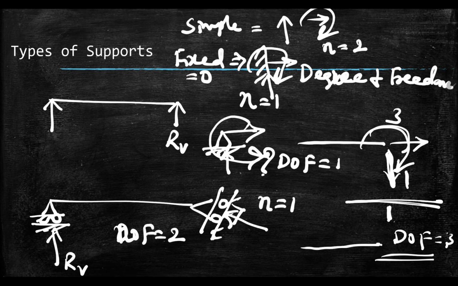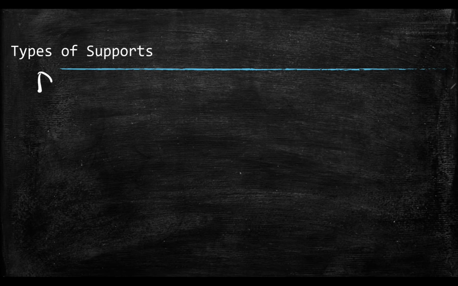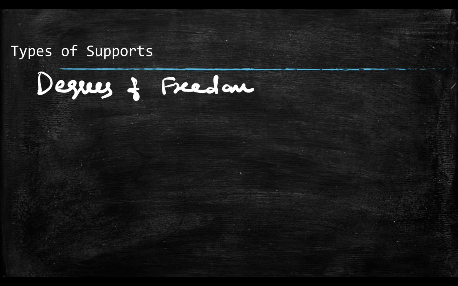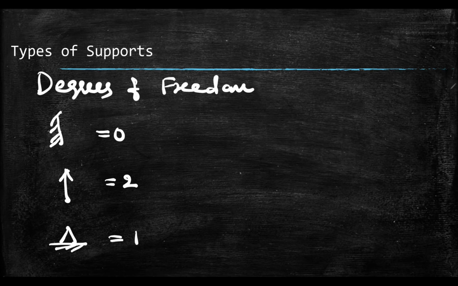So you need to understand the degrees of freedom: 0 in fixed support, 2 in simple support, 1 in pinned or hinge support, 2 in the case of roller support.